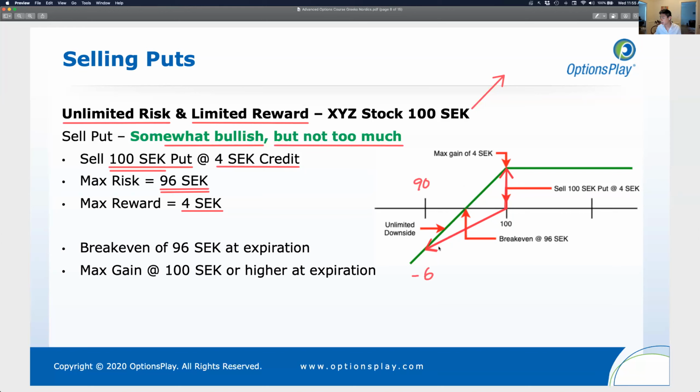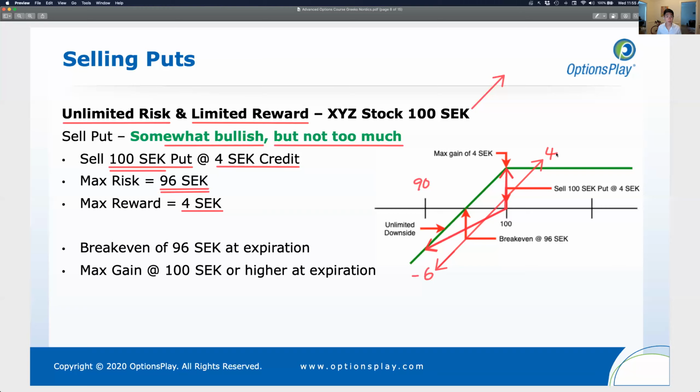So I have basically a relatively low chance of risking 6 crowns and a pretty high probability of making 4 crowns. So that risk to reward ratio, as you can see, looks much better, right? We're not really truly risking 96 crowns to make 4 crowns. What we're really risking is maybe 6 crowns, maybe 8 crowns to try to make 4 crowns. But as long as the stock stays where it is or moves higher, I can make money.